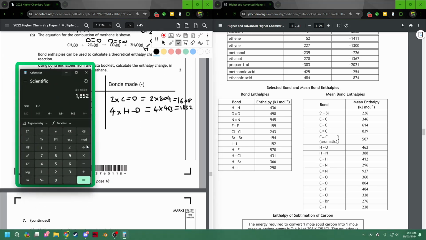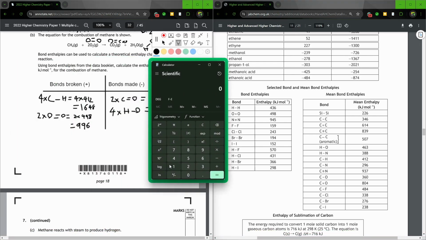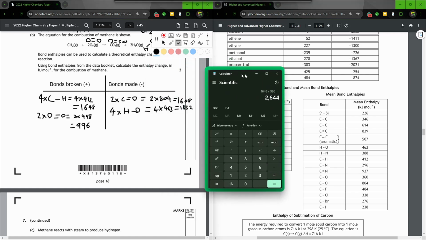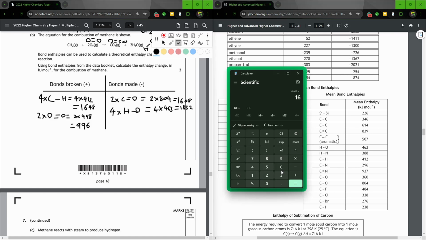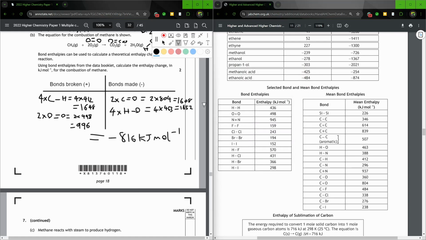Right, let's go and add these all together. So on this side we have 1648 plus 996, and then we're going to take away these two. So take away 1608, and then take away 1852, and that gives us negative 816. Which is the answer.